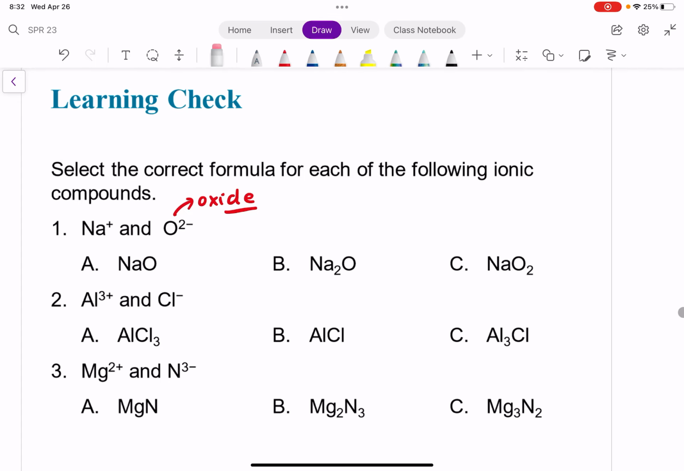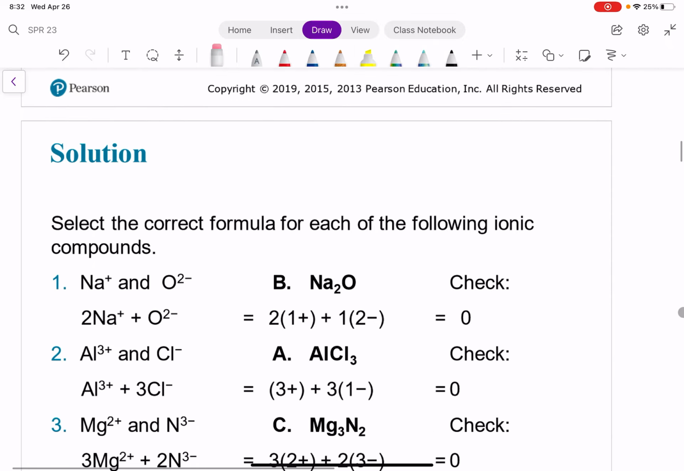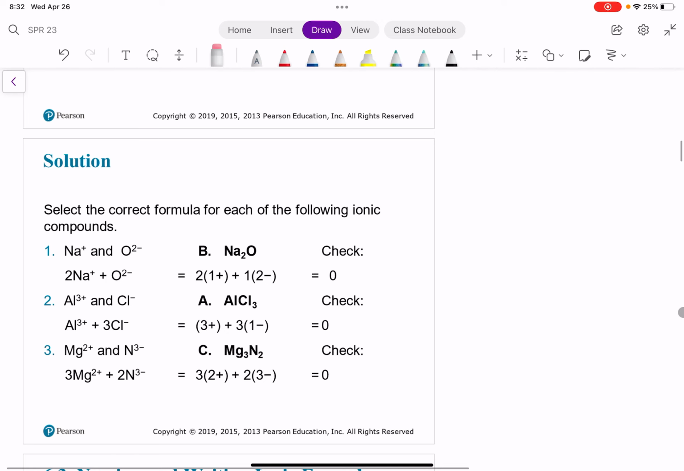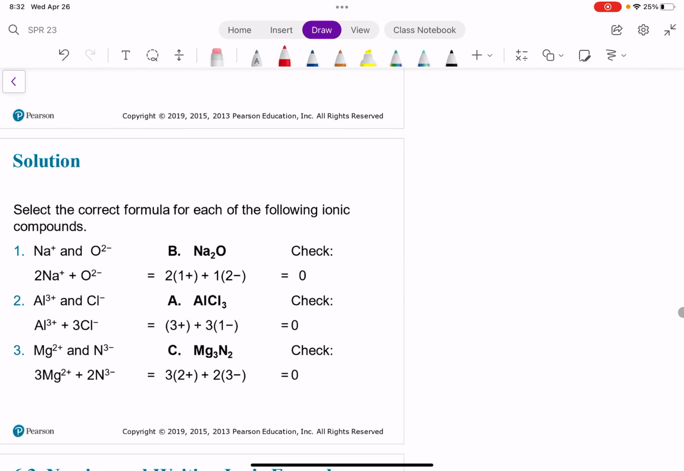All right, so what you're doing is you're selecting the correct chemical formula. Pause the video, try it out, and see, okay? Okay, so let's give ourselves a little space to look at this. For number 1 here, we have Na plus and O2 minus. So if we have O2 minus, we have 2 negative charges, and we have 1 plus charge.